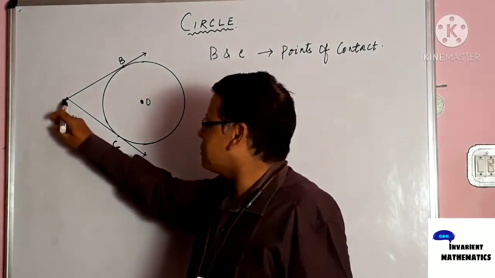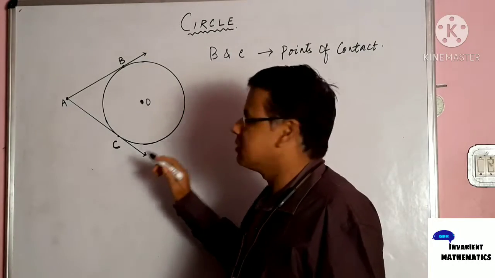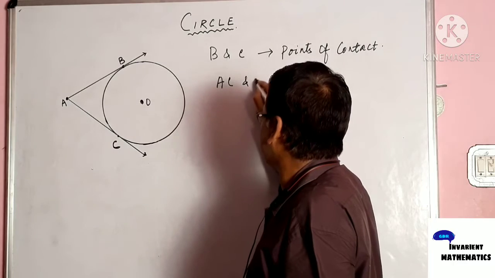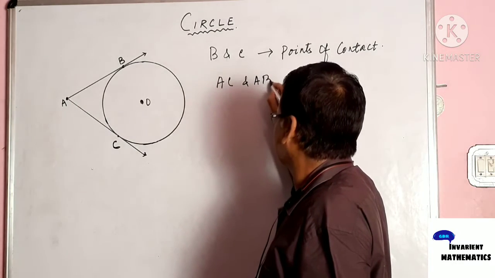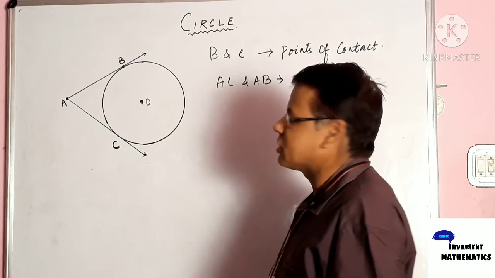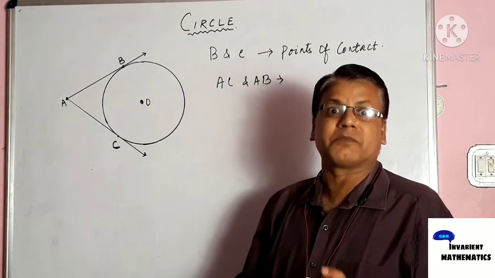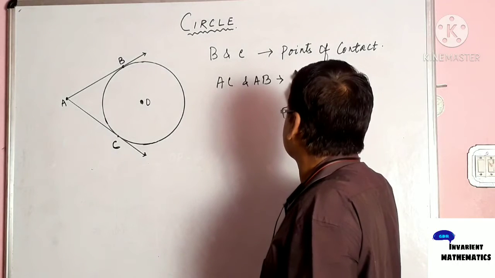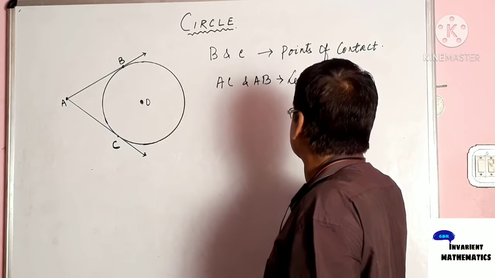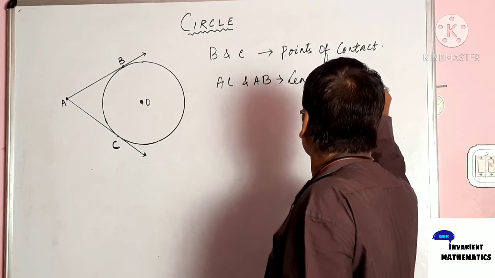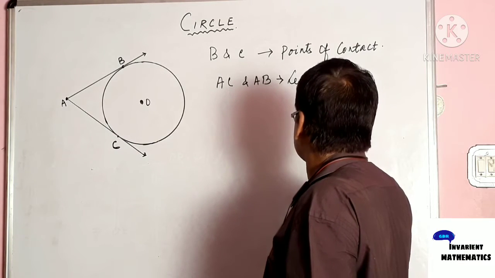Now the lengths of AC and AB are called lengths of the tangents.